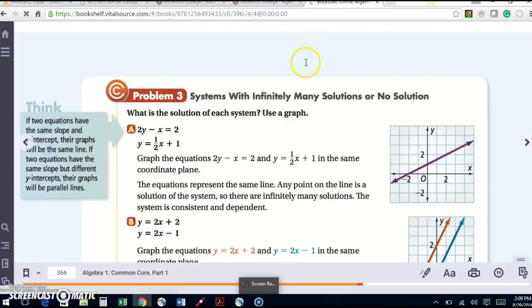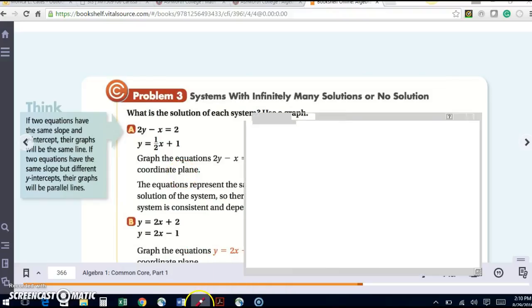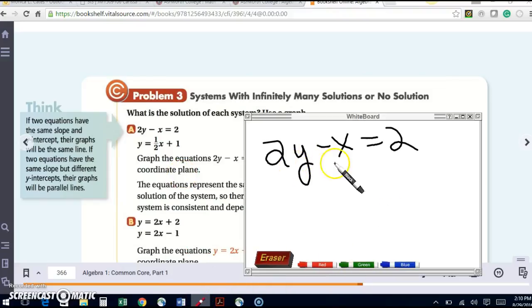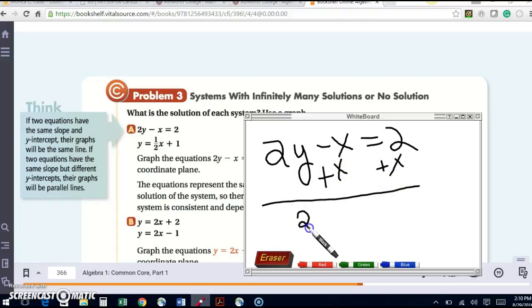So let's take a look at problem number 3. It says, what's the solution of each system? Use a graph. So first, if I'm going to use a graph, I need to first put this in y-intercept form. So I have 2y minus x equals 2. The first thing I'm going to do is add x to both sides, and I get 2y equals x plus 2. Then I'm going to divide both sides by 2.